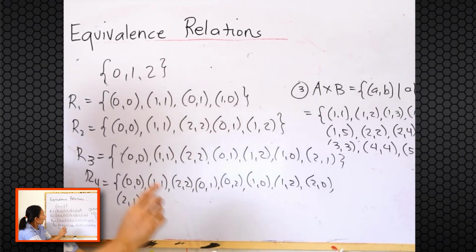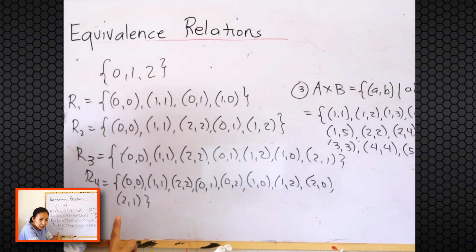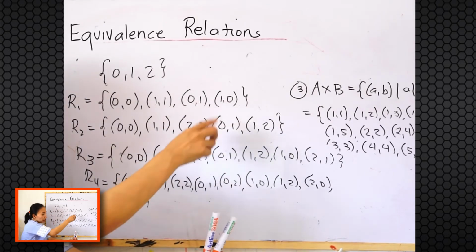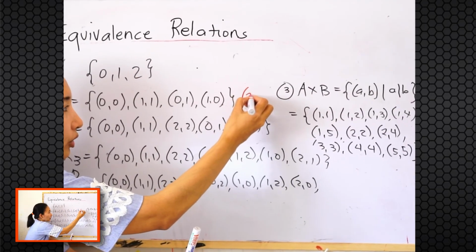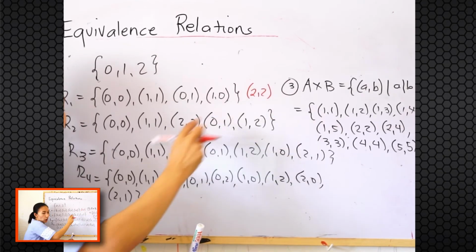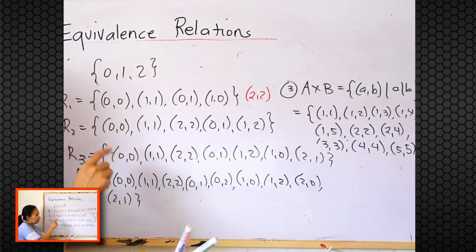You get it? How about letter B? Okay, let's look into reflexivity. Did it satisfy reflexivity? So here, what is missing? Let me write in red ink. This does not contain (2,2). So, it's not reflexive.